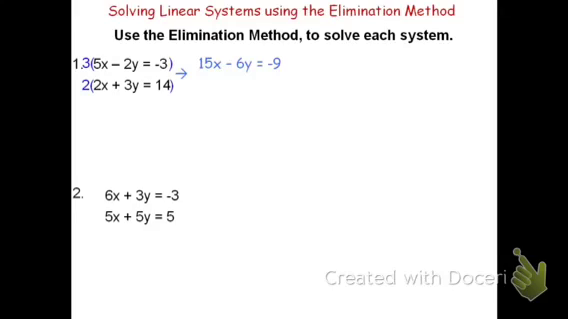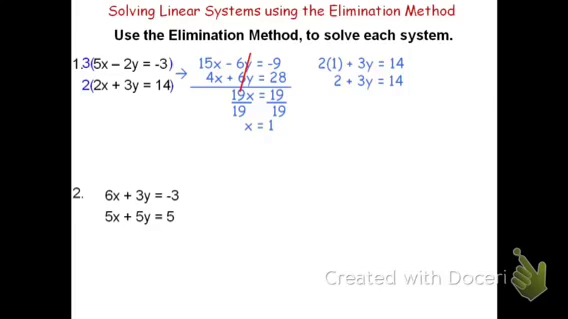Multiplying both equations out, here are my new equations, and I see that the y's are going to cancel. Adding the equations together, I get that 19x equals 19, which means that x equals 1. Substituting back in, probably to the bottom equation as everything's positive. Working it out, 2 times 1 is 2. Subtracting from both sides, you get 3y equals 12. Dividing by 3, and we get y equals 4. The solution, or point of intersection here, would be 1, 4.